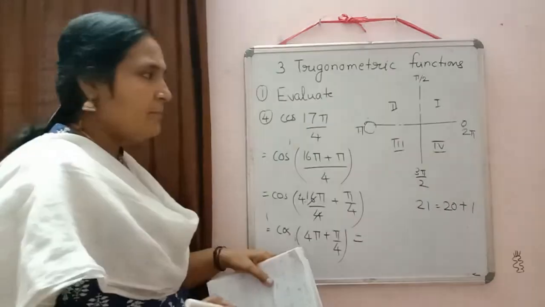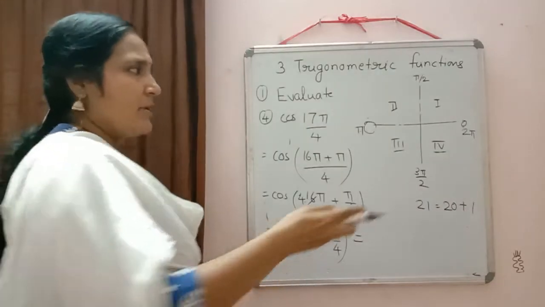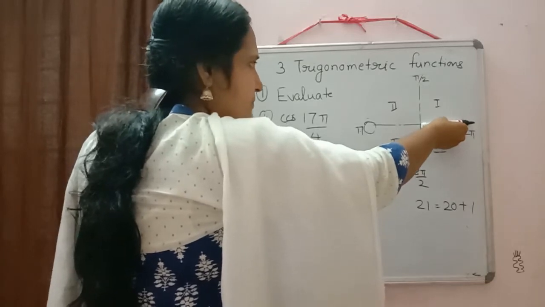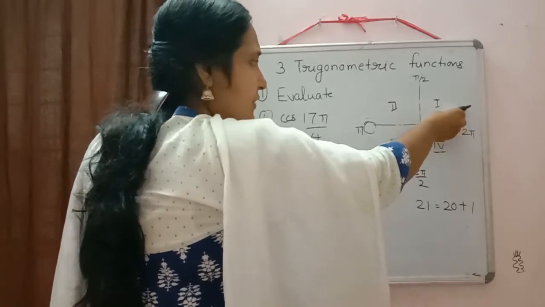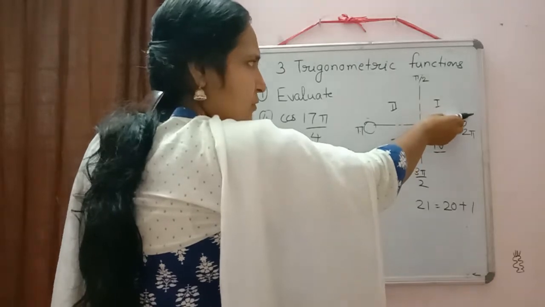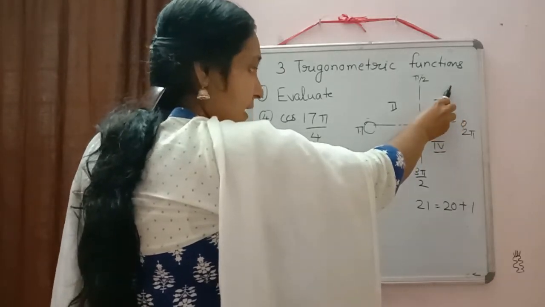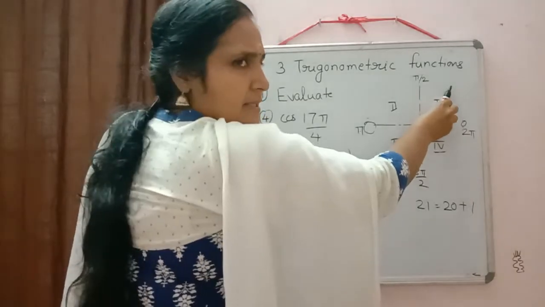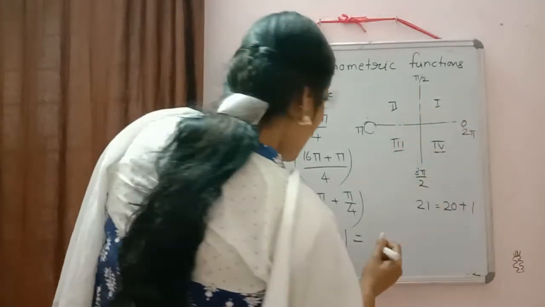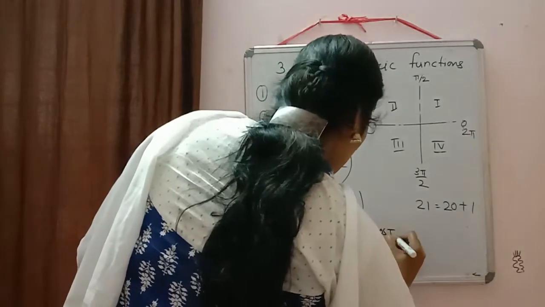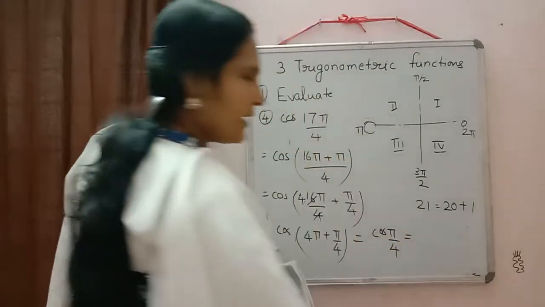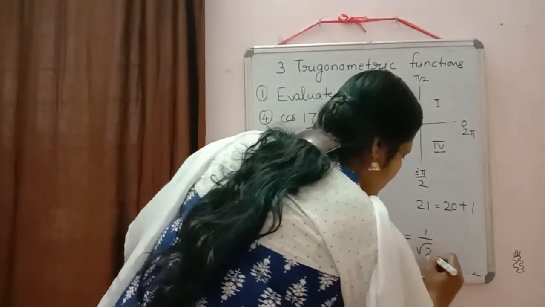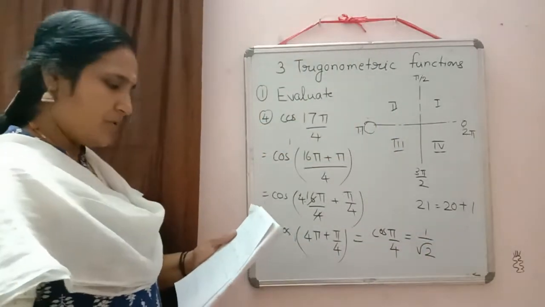So if 4 pi, which position are you in? Yes, we are here. In 4 pi means we are in this position. Now plus pi by 4 means again we have to move upward there, we are going forward. So it will be in the first quadrant, and in the first quadrant cos is positive. All trigonometric ratios are positive. So this will be equal to cos pi by 4, and cos pi by 4 is 1 by root 2. So the value is 1 by root 2.